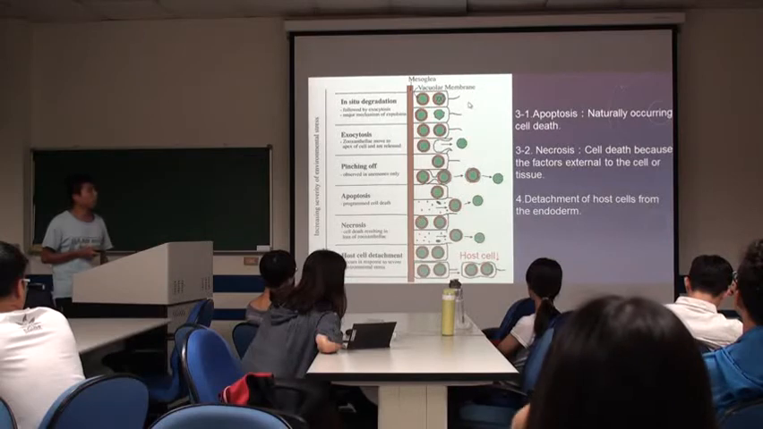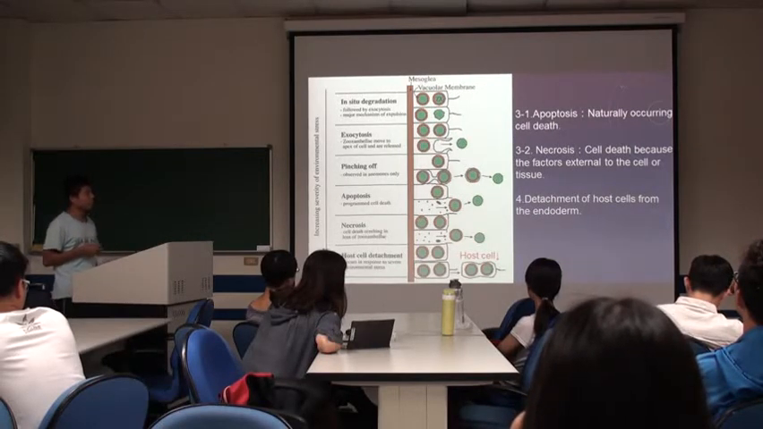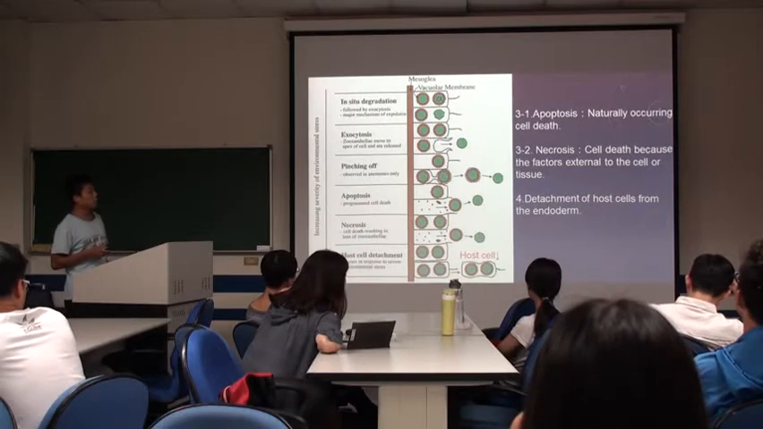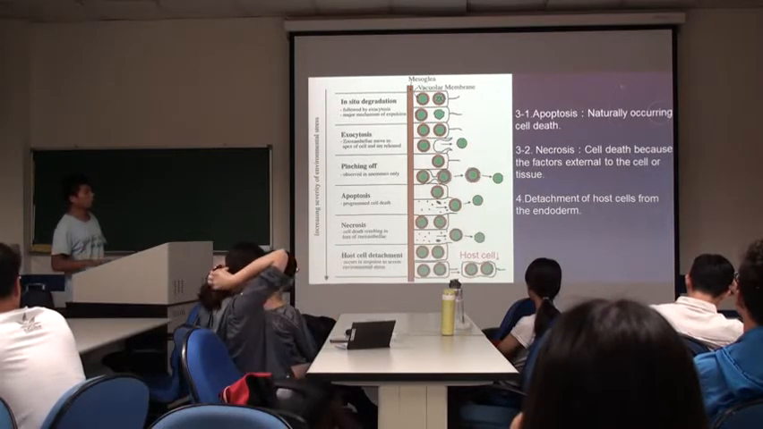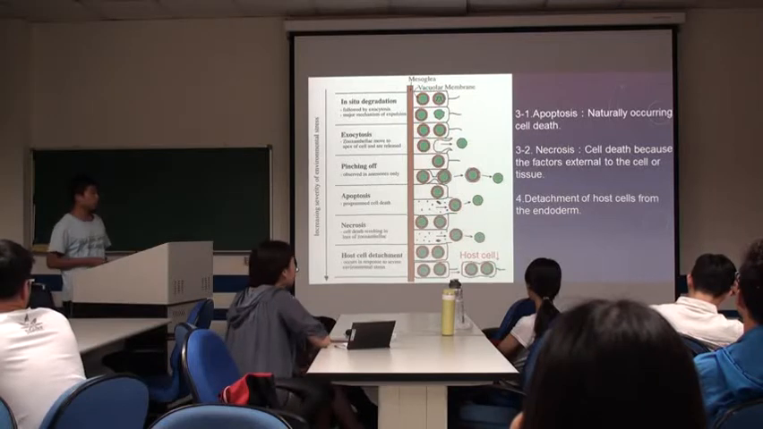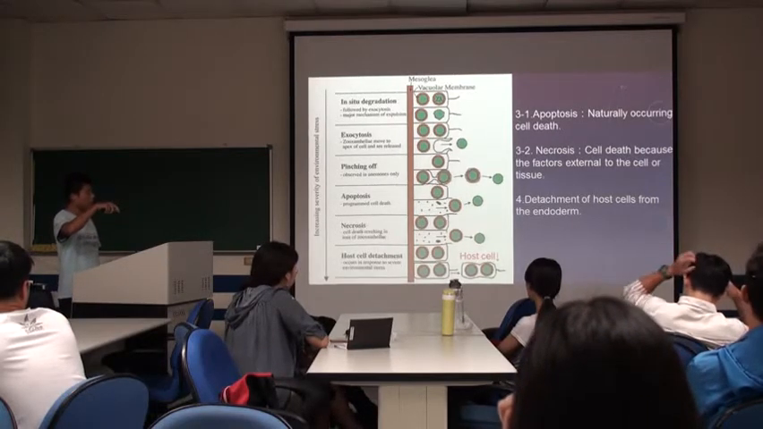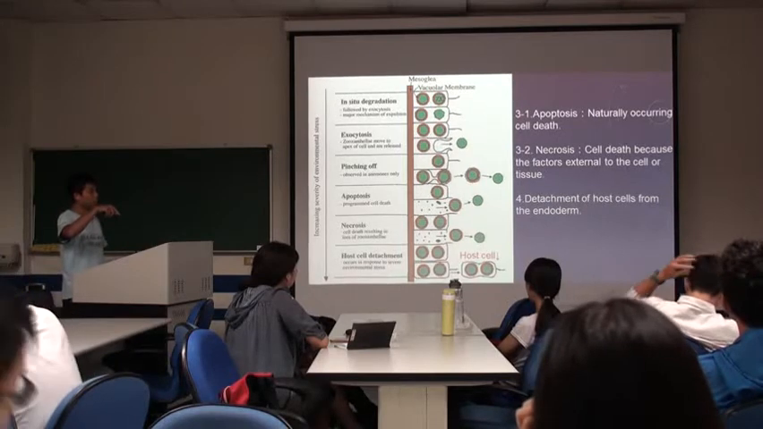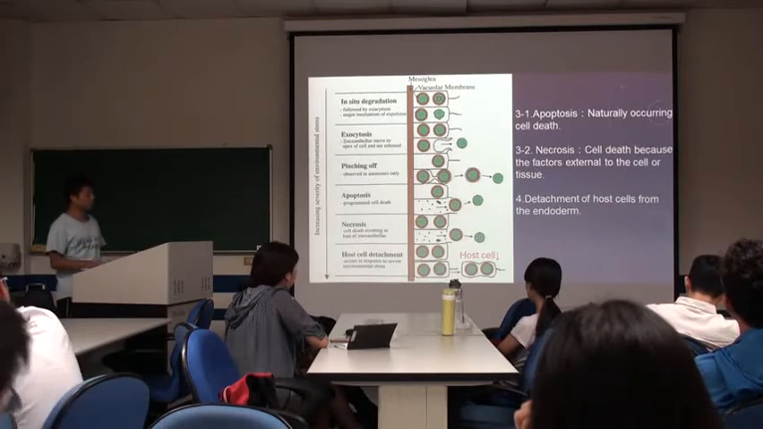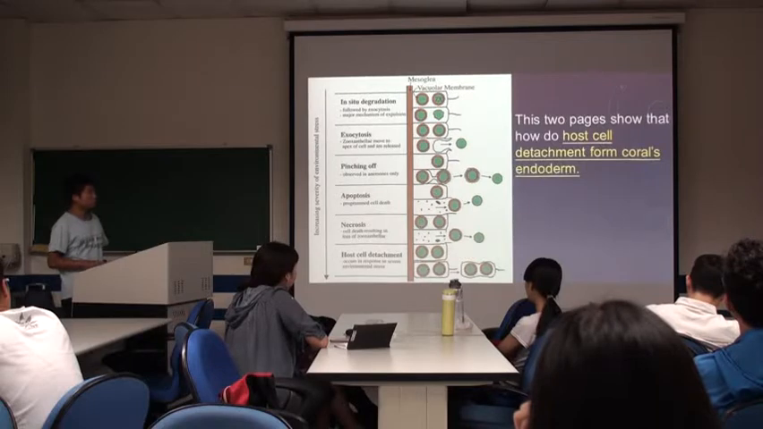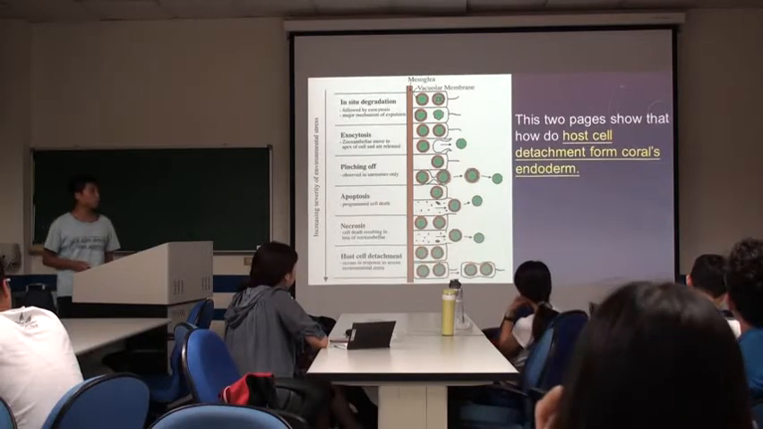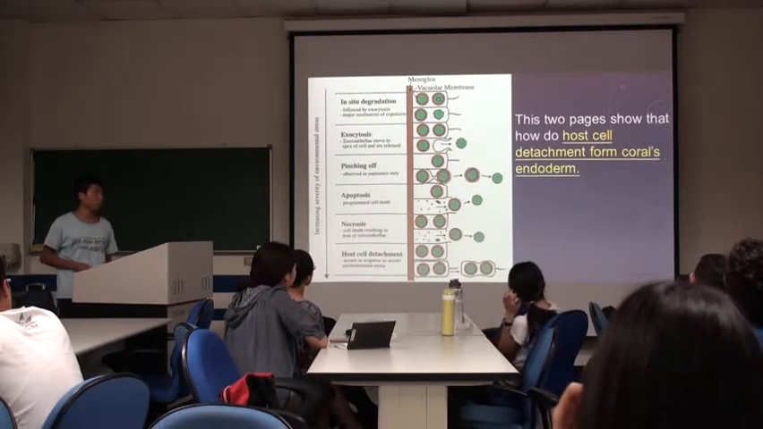Step 3. Naturally occurring cell death, and cell death because of factors external to the cell or tissue. Step 4. Detachment of host cell from the tissue. This is the host cell, and the host cell containing the dinoflagellate. These two pictures show how host cells detach from the tissue.